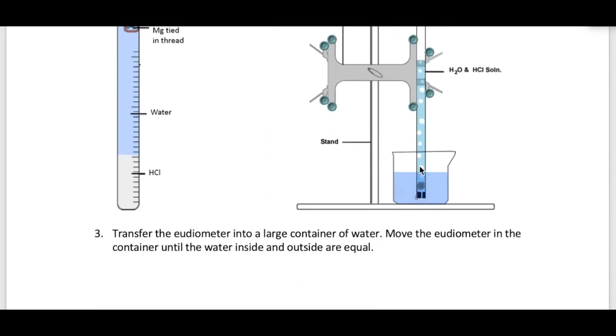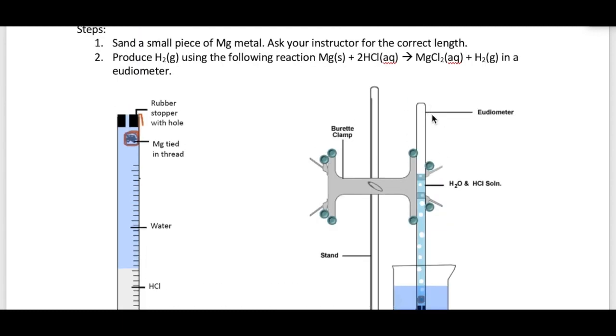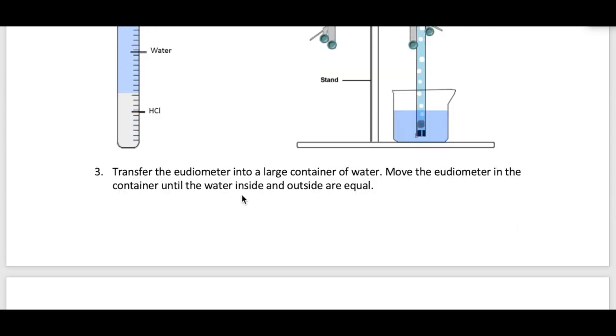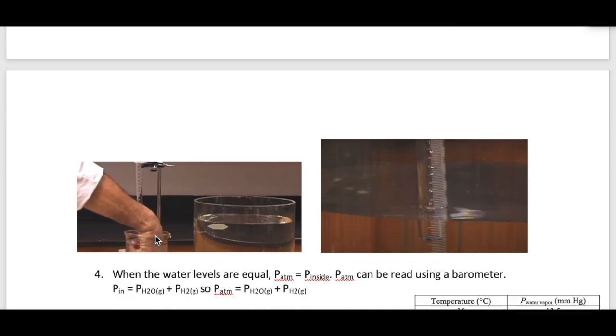You want to now transfer this eudiometer that now contains some gas in it into a large container of water. We usually have these buckets that hold a large amount of water, and what you want to do is put your finger at the bottom of the stopper so no additional liquid will come out. When you transfer this, you will pull this out from the beaker and then transfer it into this other large container. So I'm just going to show you how this looks. You can see that here I put my finger inside there in the eudiometer, and basically what I'm doing is taking that, lifting it, and putting it into this large container of water.